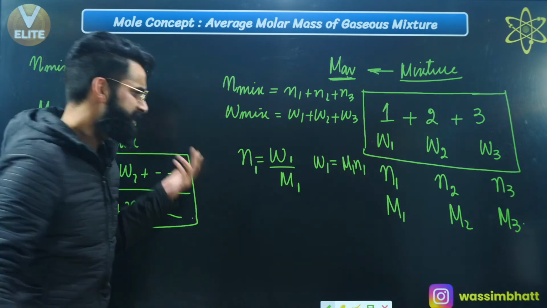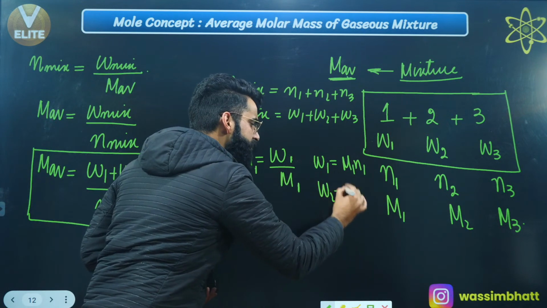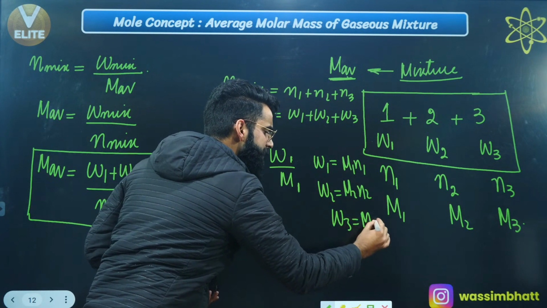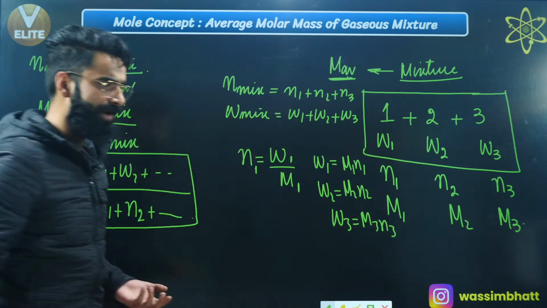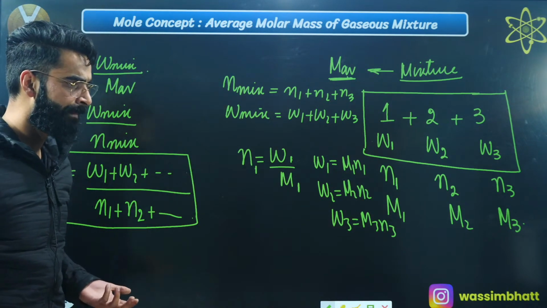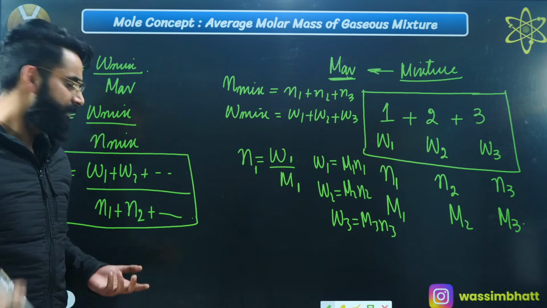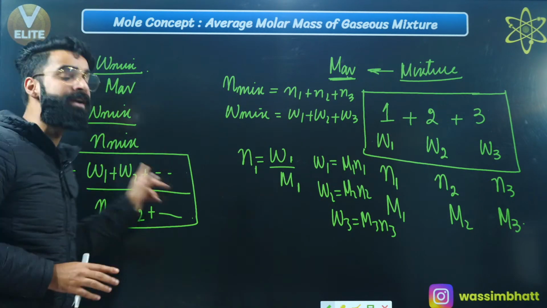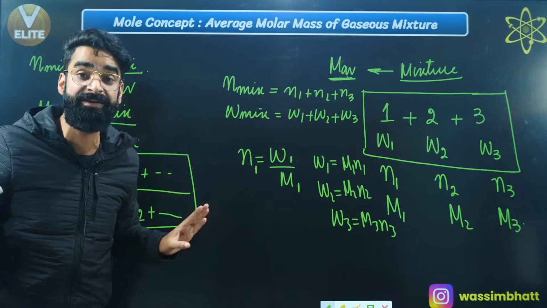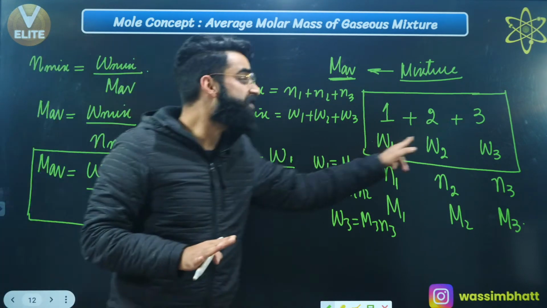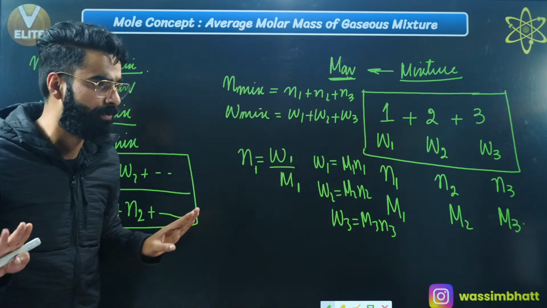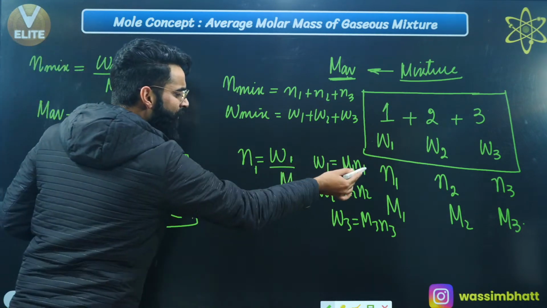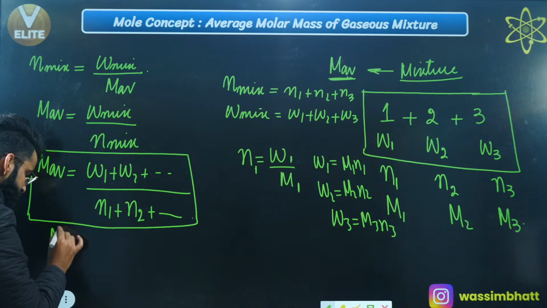Yeah? Similarly, can I calculate W2? W2 is going to be equal to M2 N2. W3 is going to be M3 N3. As simple as that. We can write it in this way as well, no issues at all. Correct? Right? Now, I'm simply telling you, if W1, W2, W3, the individual masses of the gases, are not given to you, what do you do at that time? Instead of W1, you'll be writing M1 N1. So you got one more result.